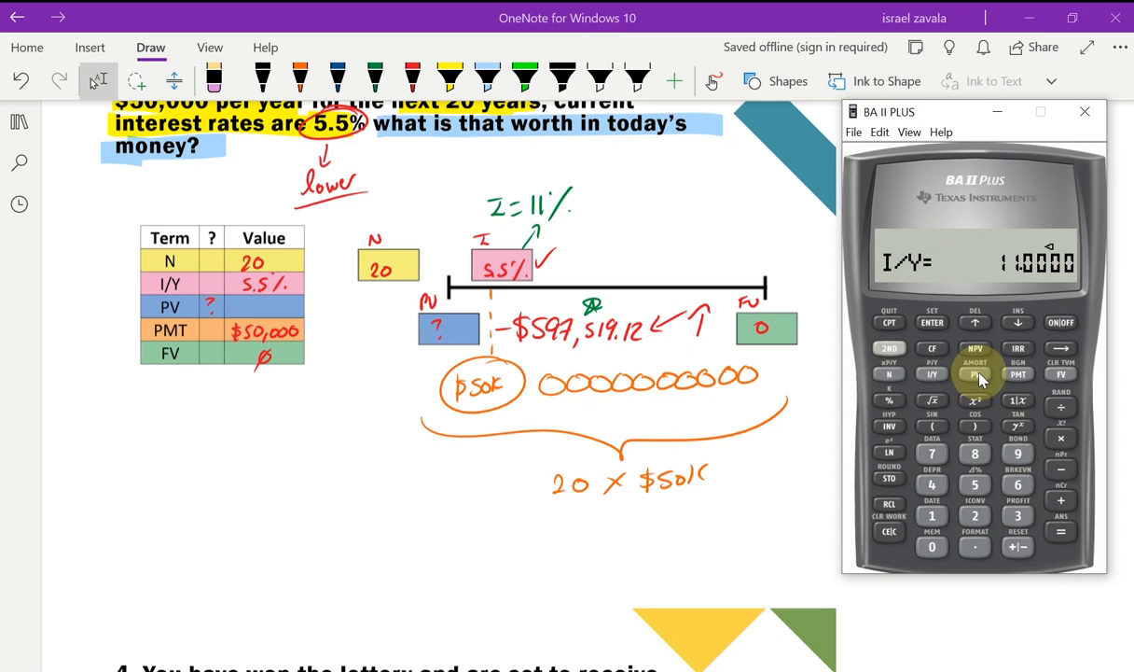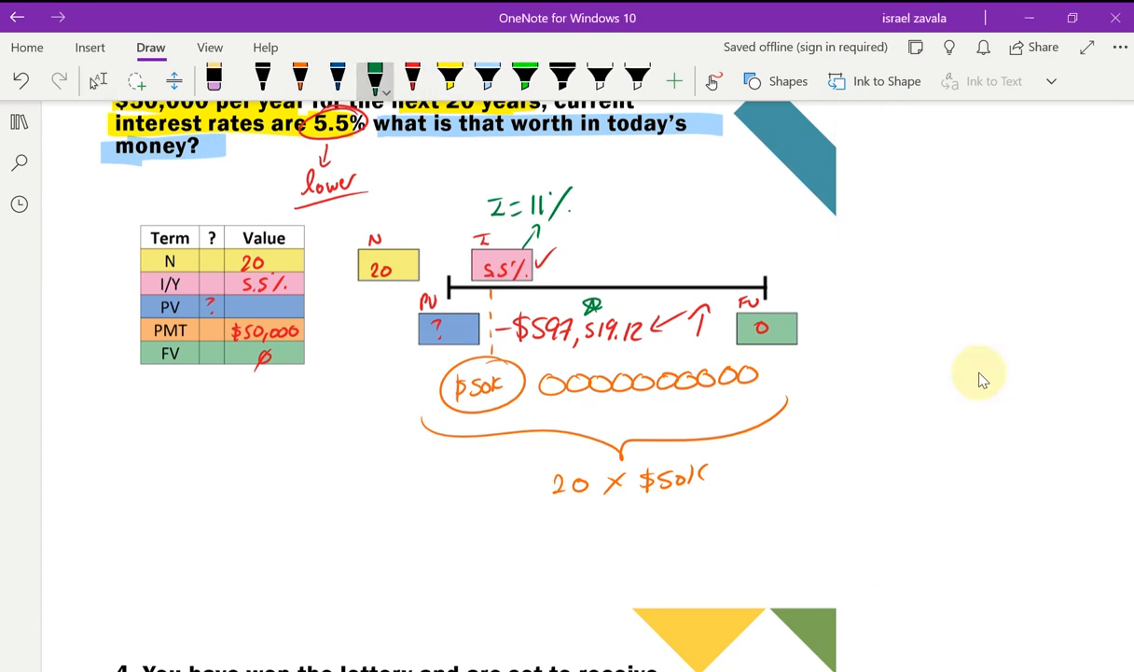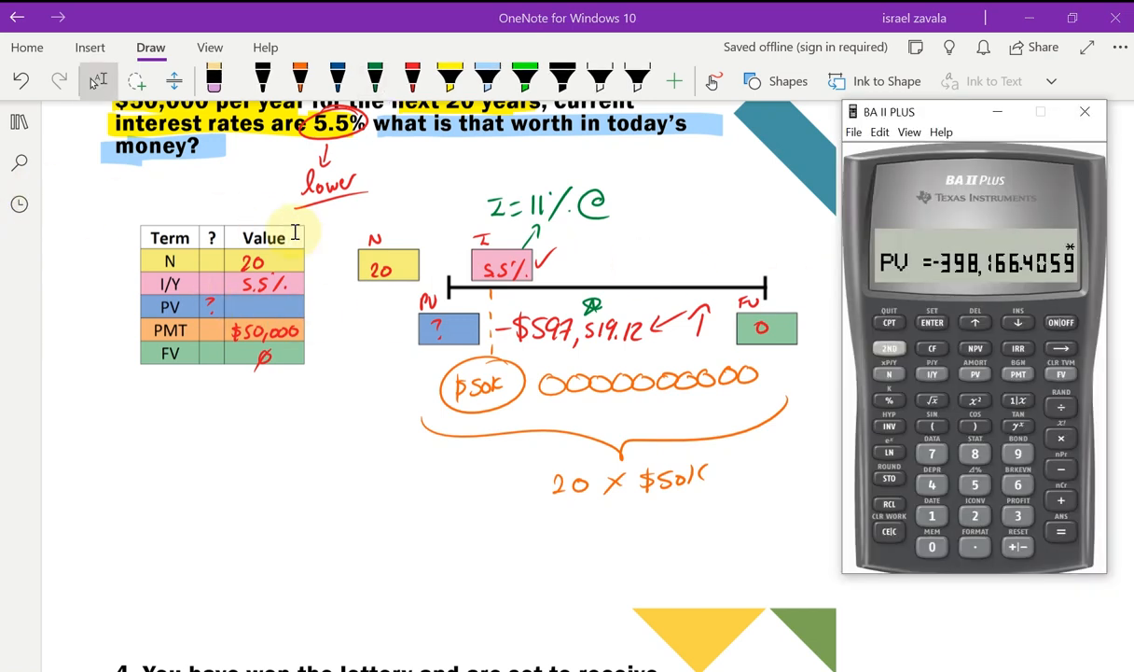So let's figure out what that present value is going to be and look at the impact of that discount rate on the present value. 398,166 and 41 cents. So I'm just going to put that here at 11%. I want to get it right: 398,166 and 41.